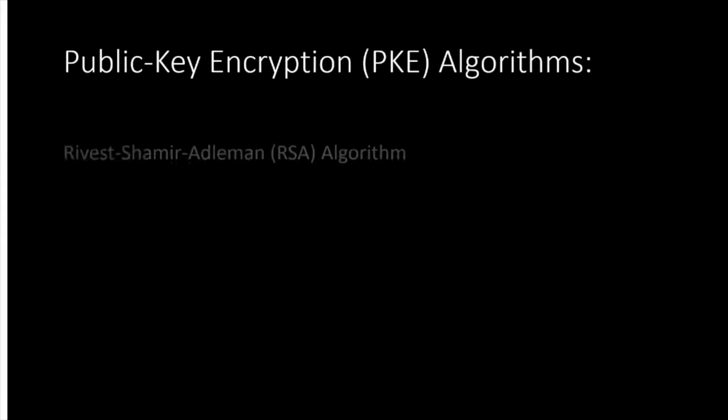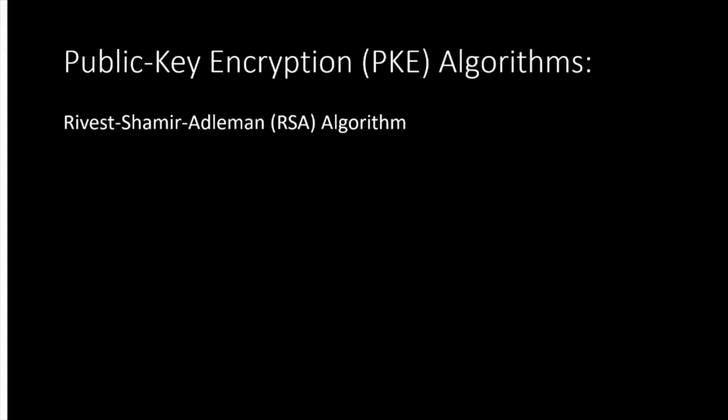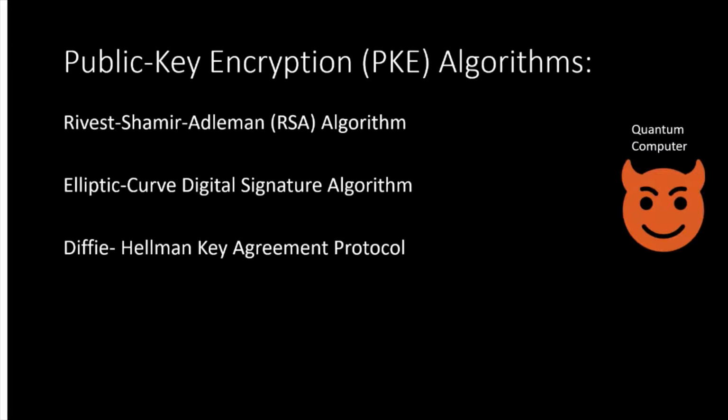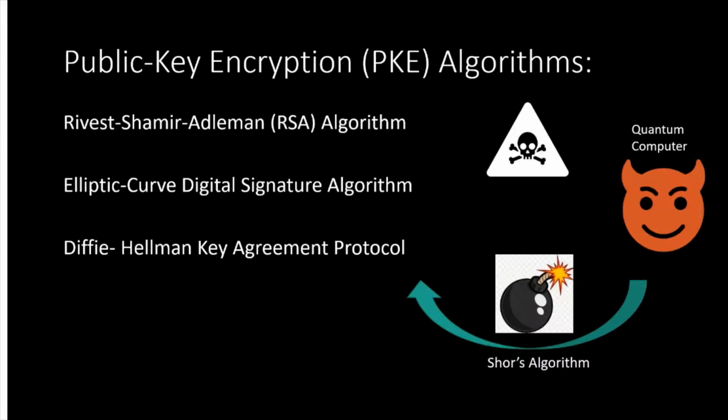The public key encryption algorithms that we use in our daily life to encrypt our data are RSA, the elliptic curve digital signature algorithm, and the Diffie-Hellman key agreement protocol. These are all standardized algorithms. But with the advent of a quantum computer, with a quantum adversary, these algorithms will no longer be safe. A well-known mathematician, Peter Shor, has proved that by creating a polynomial time quantum algorithm, RSA, elliptic curves, and Diffie-Hellman could be broken in seconds. This could be really dangerous and can cause a huge data breach.